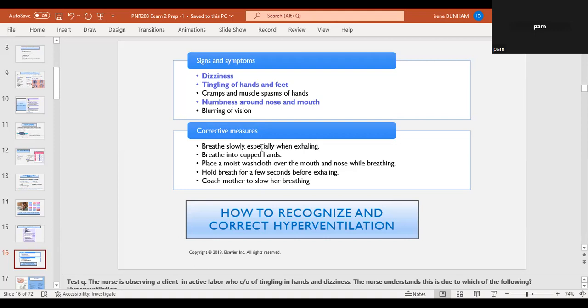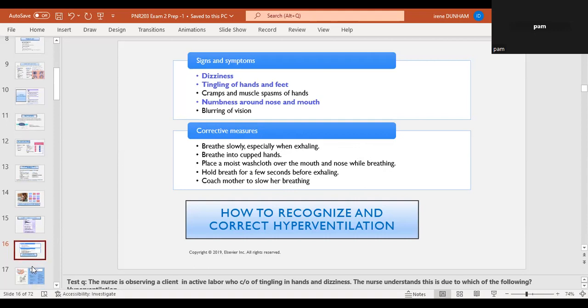Breathe slowly, especially when exhaling. Breathe into a cupped hand. I just went over that for you. And then place a moist washcloth over the mouth and nose while breathing. Well, you could do that too. And then hold your breath for a few seconds before exhaling. And then you want to slow down the breathing, because that's what got you into the bad place of hyperventilation before, just too rapid breathing. So you have to really work with the patients.